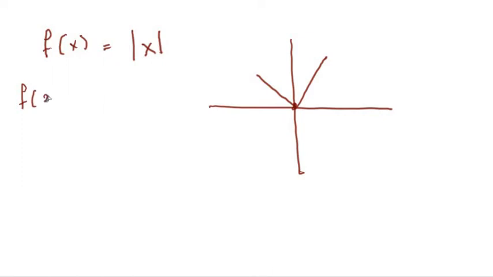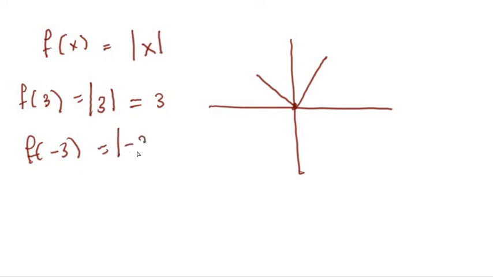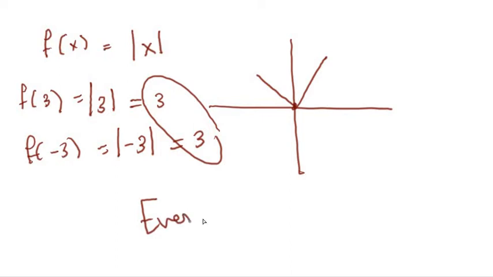Let's say f of 3 now. You can choose any number in the domain of this function. And the domain of this function is all real numbers, so you can choose any number you like. f of 3 is the absolute value of 3, which is 3 again. f of negative 3 is the absolute value of negative 3, and that's 3. f of negative 3 is equal to f of 3. It means that the function is even.